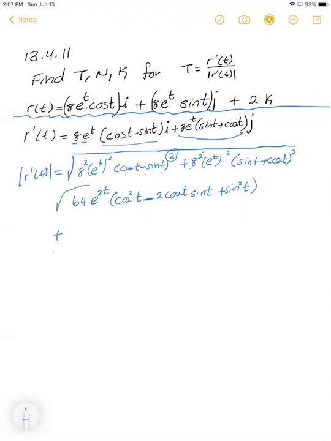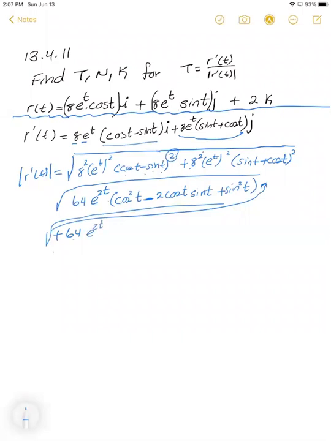I just didn't have room, so I have 64. This continuation goes here. 64 e to the power 2t. If I raise that to the power 2, I get sine squared plus 2 times sine times cosine. The order doesn't matter, so I put cosine first, sine second, plus cosine squared.